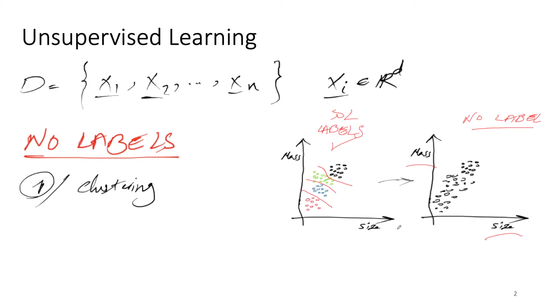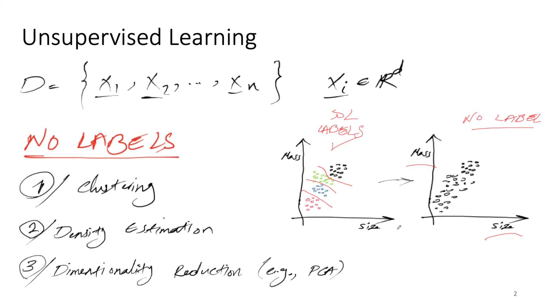One of them, which we discuss today, is clustering. The other one is density estimation, and the third one is dimensionality reduction. One of the well-known examples of this technique is PCA. Today we're going to start with the clustering techniques.